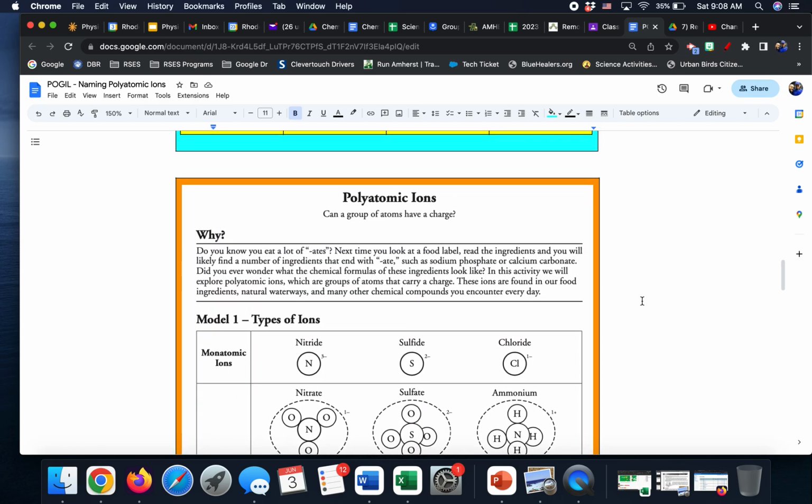And I'll make a separate video for the polyatomic part, the orange box.